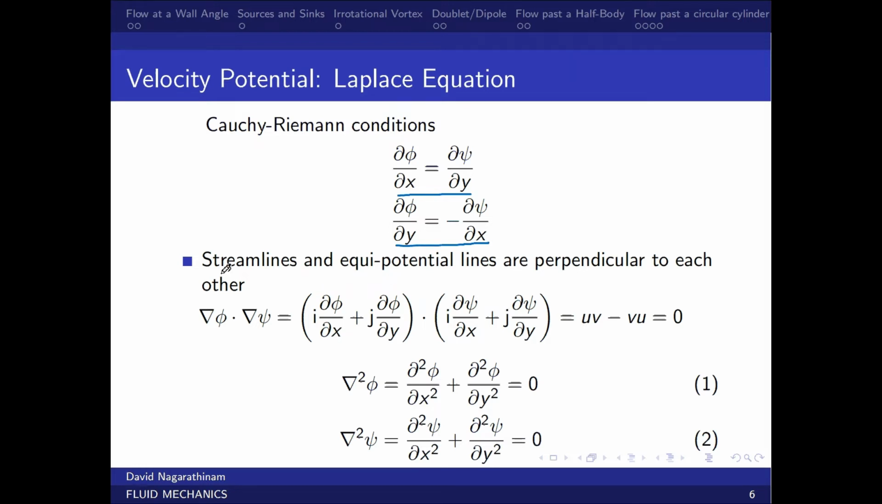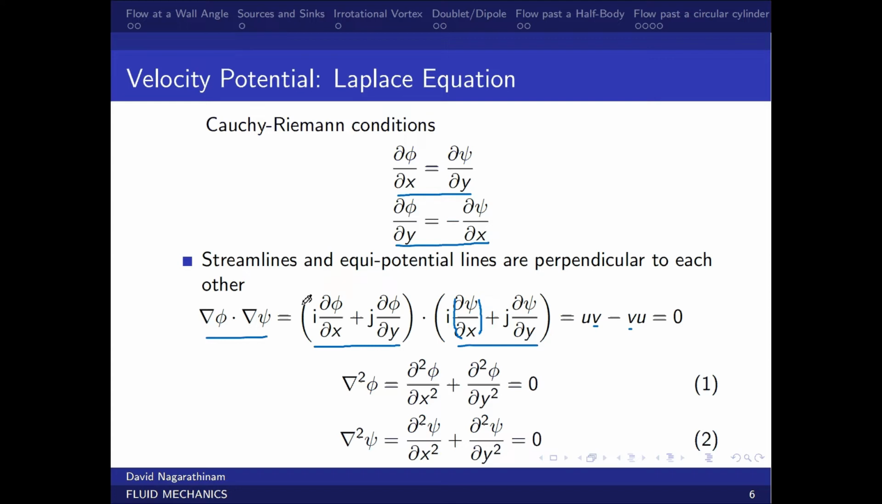Now, the streamlines and the equipotential lines are perpendicular to each other in a potential flow, and hence in such a scenario, gradient of psi and gradient of phi are perpendicular to each other. Gradient of phi is represented by this particular vector form in 2 dimensions, and the gradient of psi is represented by this particular form. Here ∂φ/∂x is u and ∂ψ/∂x is v. Similarly, ∂φ/∂y is v, and ∂ψ/∂y is minus u.